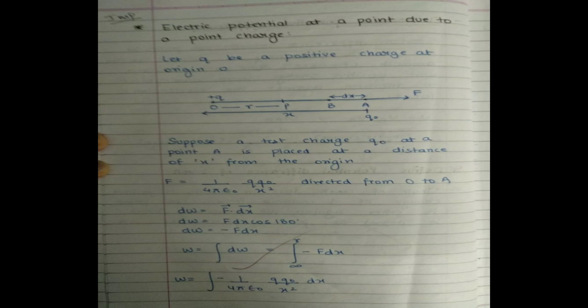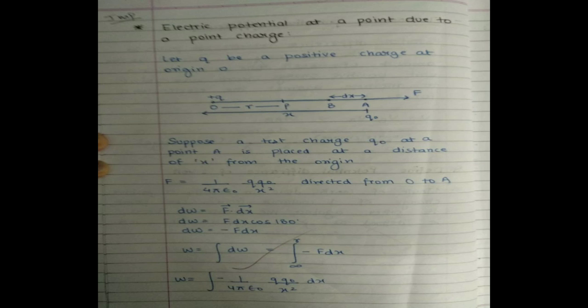Now let us calculate the electric potential at a point due to a point charge. Let us consider that Q is a positive charge at origin O. Now we want to find its electric potential at a point P, which is at a distance r from it.